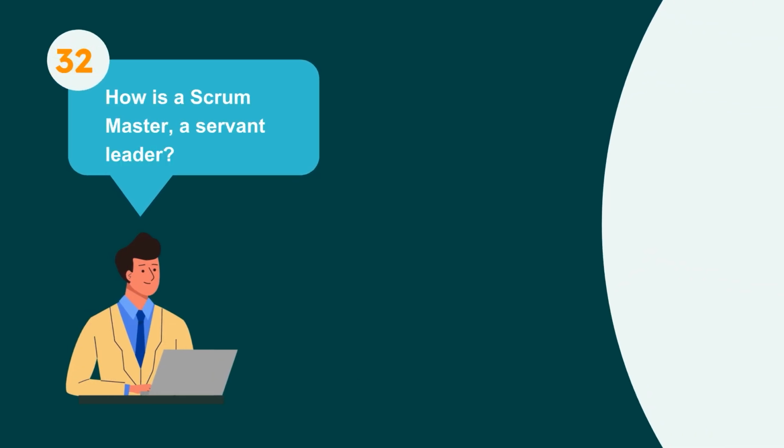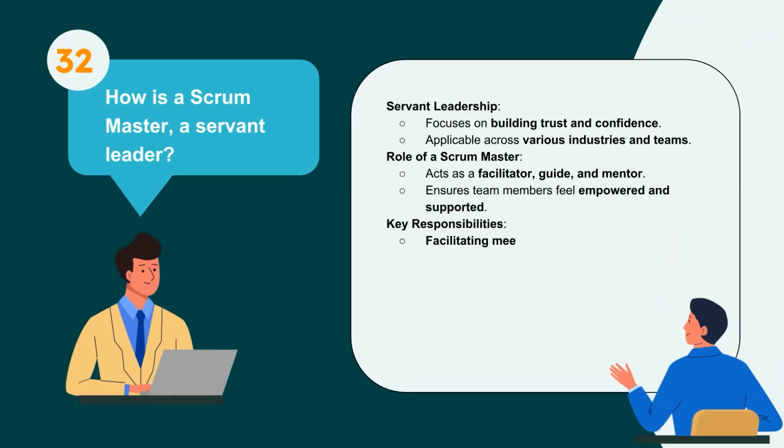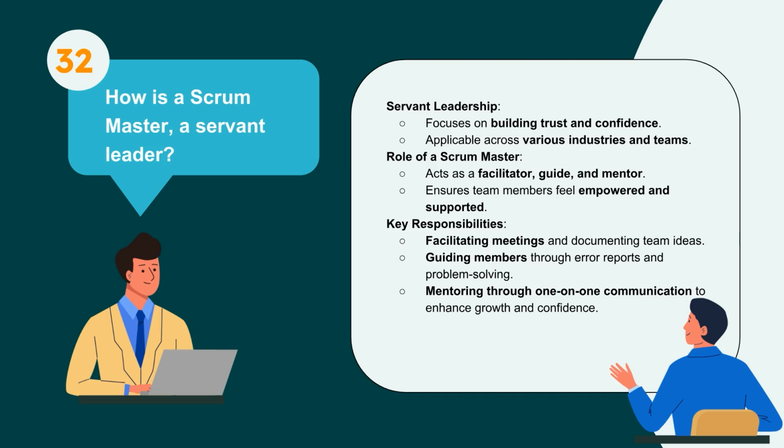32. How is a Scrum Master a servant leader? Servant leadership is a type of leadership that focuses on maintaining trust and confidence. What's great about this type of leadership is that it can apply to many situations, no matter what the industry or group may be. The Scrum Master needs to be a facilitator, a guide and mentor, a friend to all team members. As an example, facilitating meetings where they take notes on everyone's ideas, guiding team members through their error reports, mentoring them via one-to-one communication, anything that helps make each individual involved more empowered for the role they play.